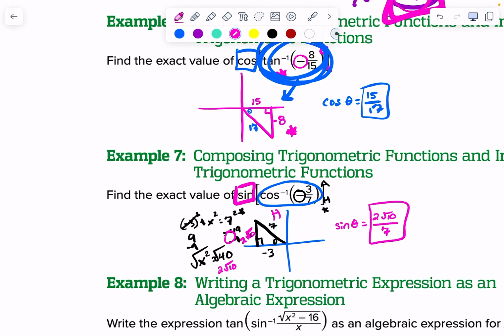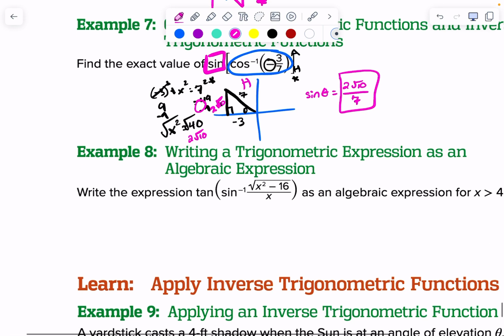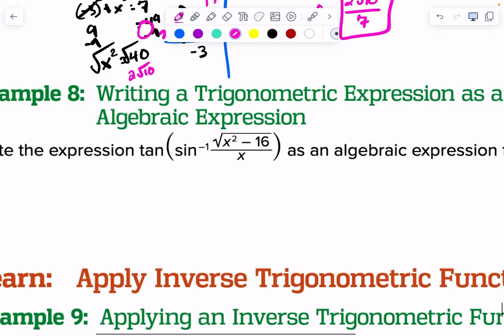All right, example 8. I will not give you anything as hard as example 8, but I really like it because I think it's fun. Because I'm a nerd and I think it's cute.